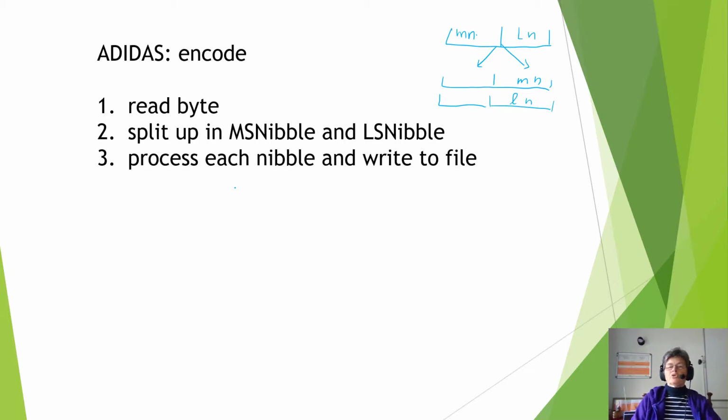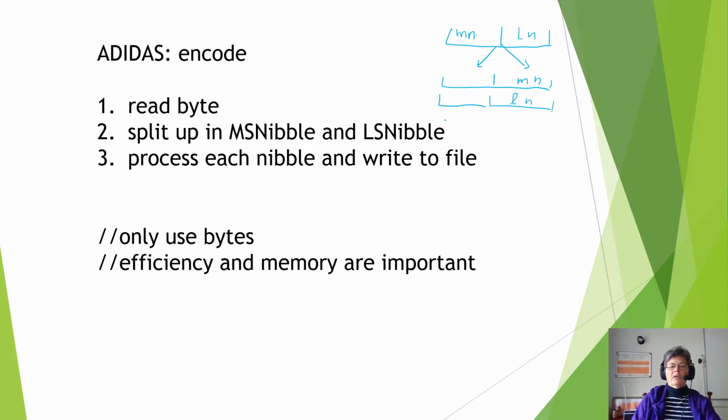Then you need to process. So individually you process each of these bytes which contain 1 nibble and you write it to the file. Okay, and how should you process it? What we want you to do is add parity to the nibble so you can do error checking when something goes wrong. As a hint, only use bytes, and beware, efficiency and memory usage are important.